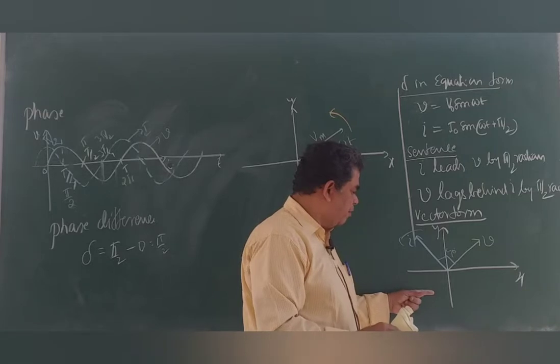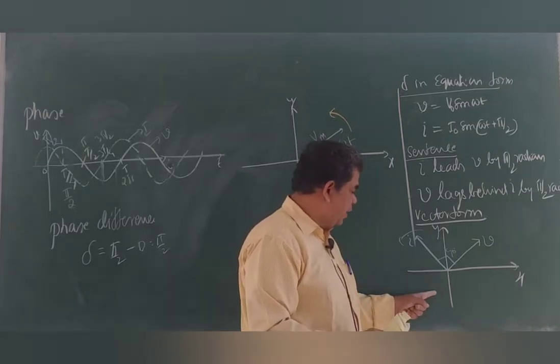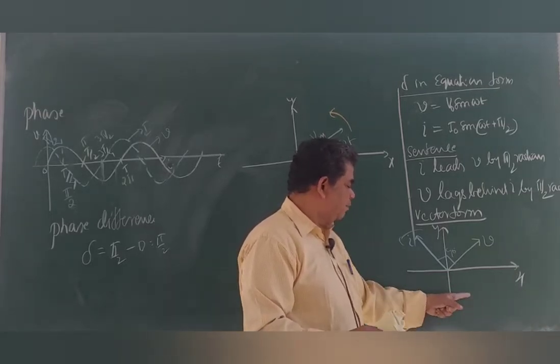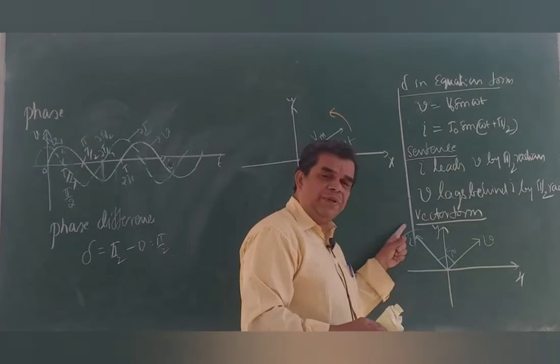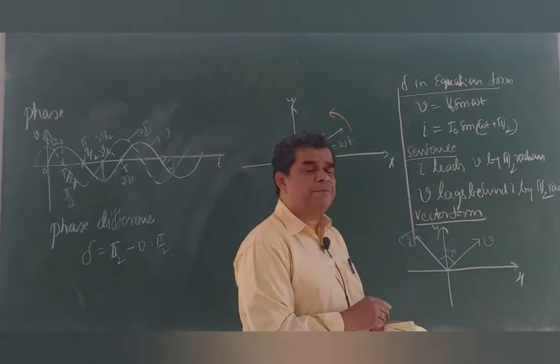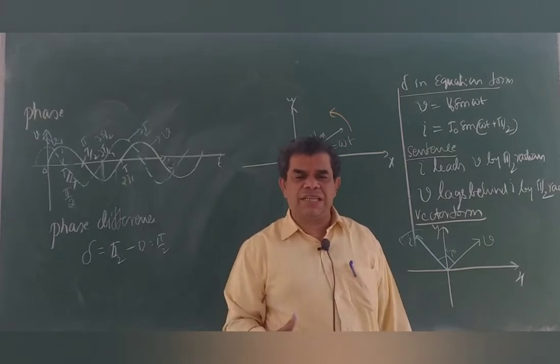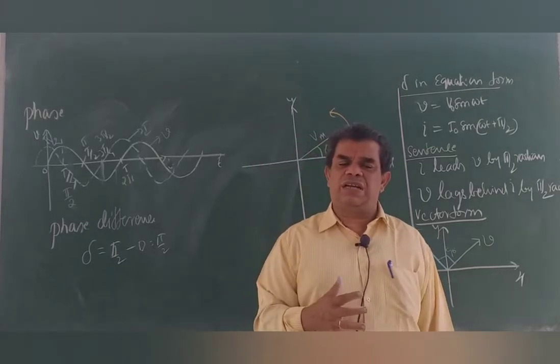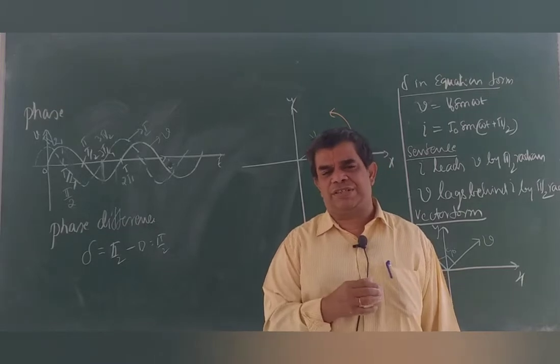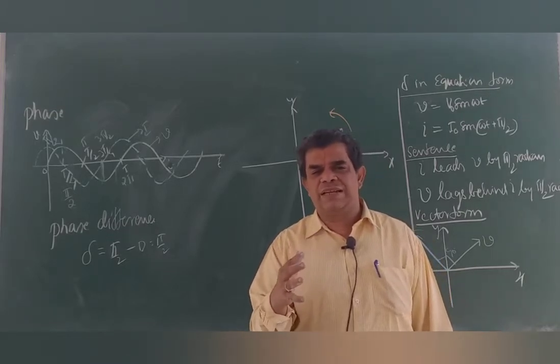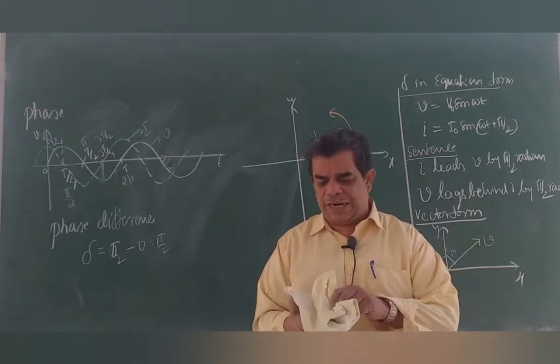This can be written in any quadrant. If you take V here, I will come here. If you take I here, V will come here. So these are the ways in which we represent phase difference. By using all these things, we start deriving equations. We start learning AC circuits. We start one by one.